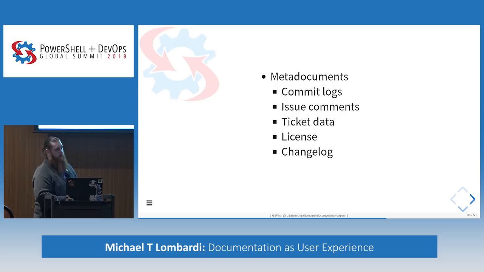So if your commit logs and your issue comments and your ticket data are for you, the maintainers, what are the chances that a customer is ever going to read your commit history? Zero. No one is. But this tells people, when I took off on Thursday and I came back and then there was a new release of this tool, what changed and why, and do I care? So if you're following good versioning and all the other kinds of stuff, your changelog should show you exactly what changed and how much I should care about it.